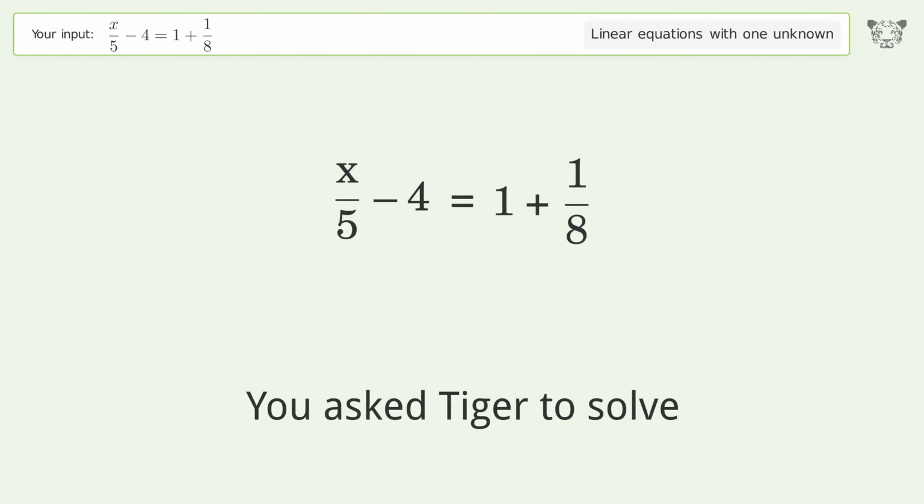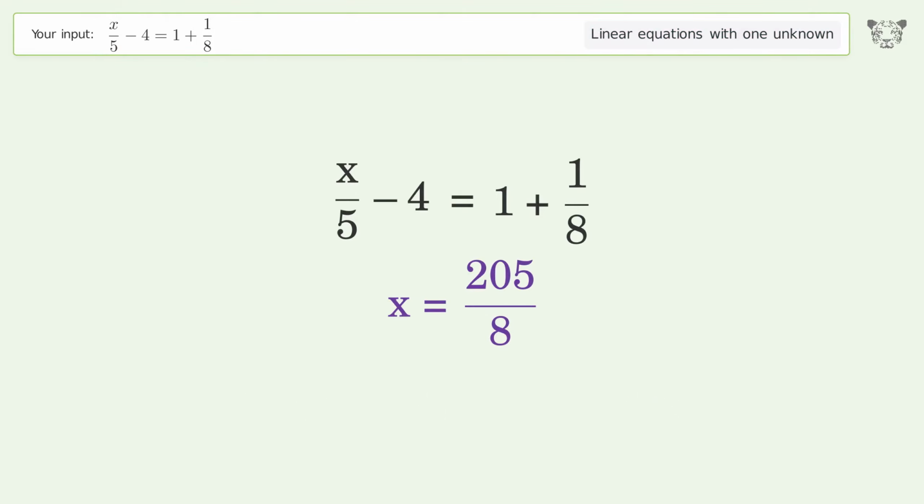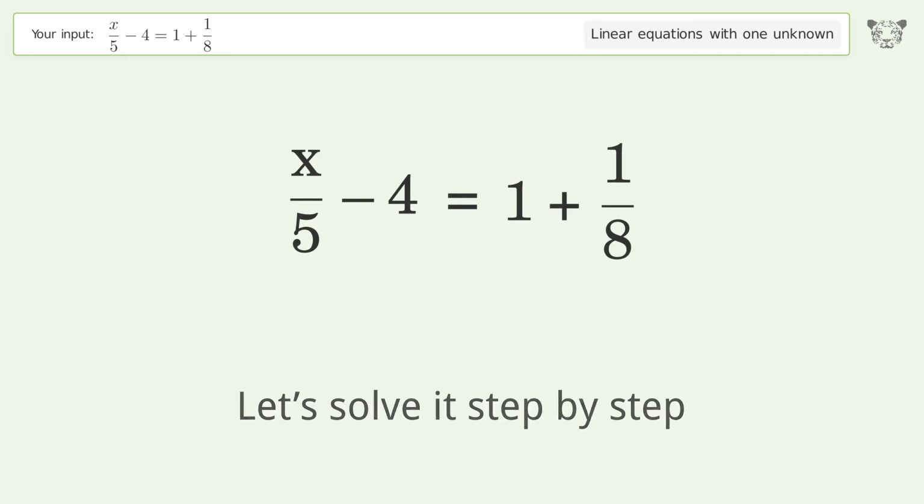You ask Tiger to solve this. It deals with linear equations with one unknown. The final result is x equals 205/8. Let's solve it step by step.